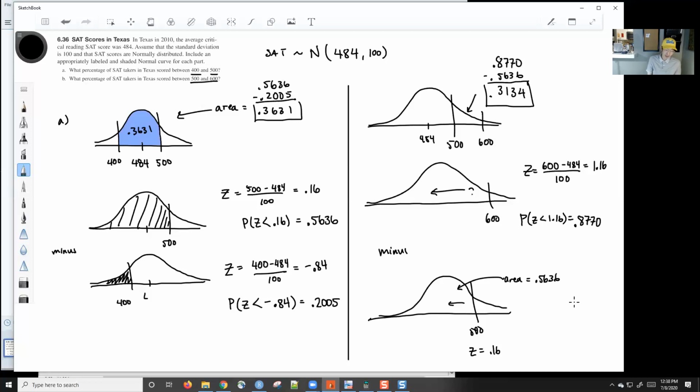I might ask what graphic displays can be used for numeric data, and you would tell me things like a histogram, a box plot, or a dot plot. Or maybe I'll ask, can you use a bar chart for numeric data? The answer is no. Can you use a histogram for categorical data? No, you can't. Things like that.